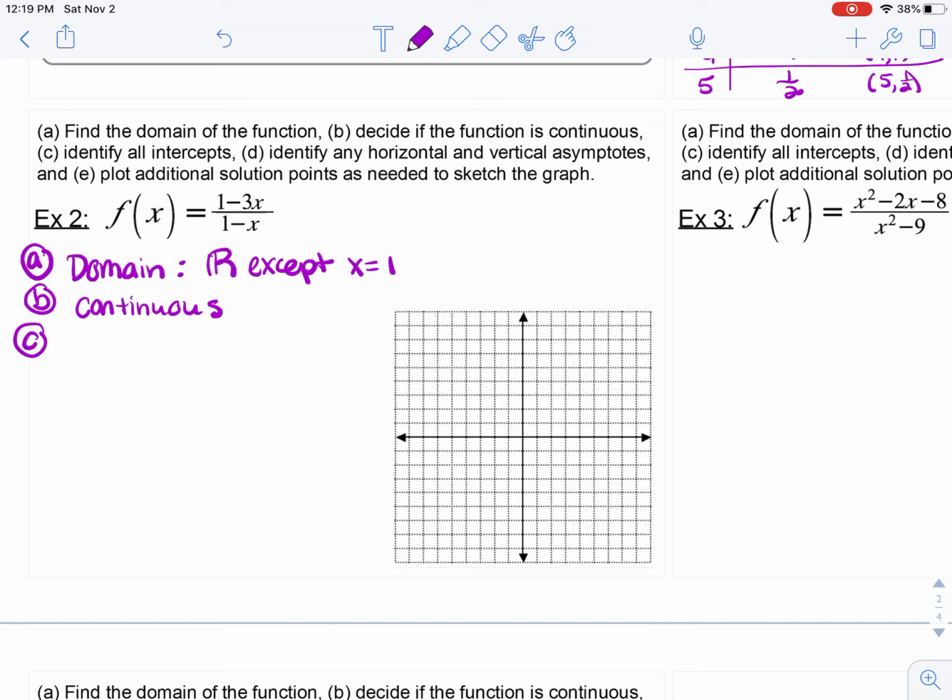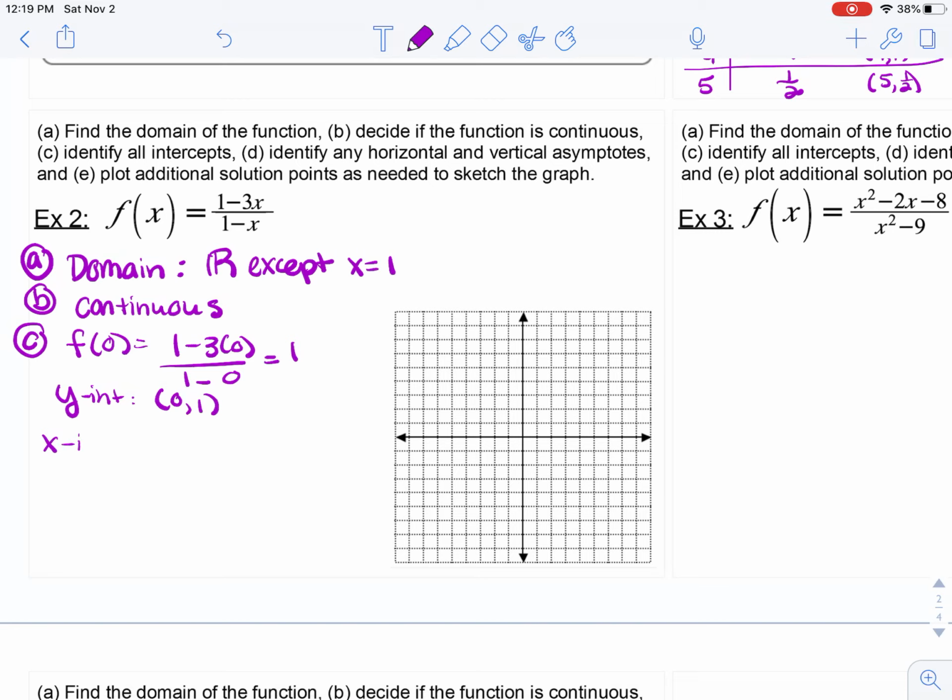For part C, I can plug in 0 for x to get the y-intercept. So (1 minus 3 times 0) over (1 minus 0). Well, that's just going to equal 1. So I have a y-intercept at (0, 1).